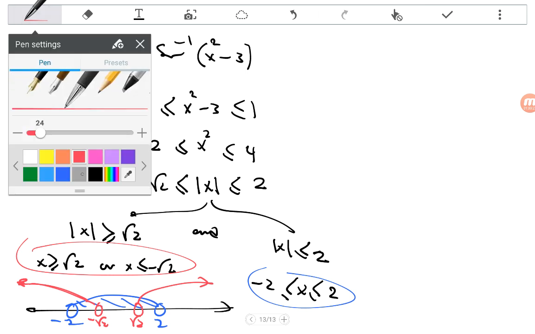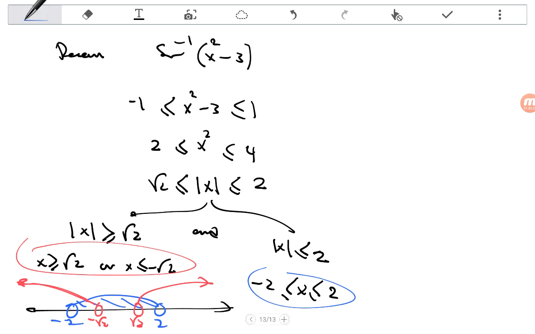So what are the intersections? All of them are closed. So what is the intersection? The intersection will be this part and this part. So what is the domain in this case? It will be from negative 2 to negative root 2, union with root 2 to 2. So this is the domain in this case. Okay?